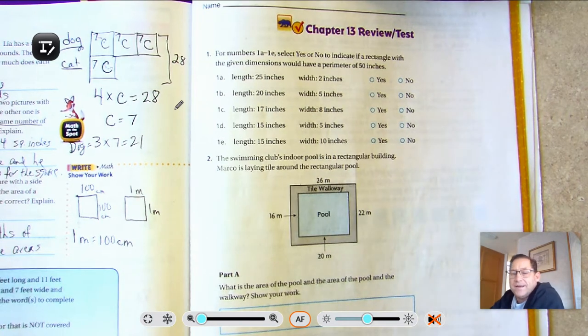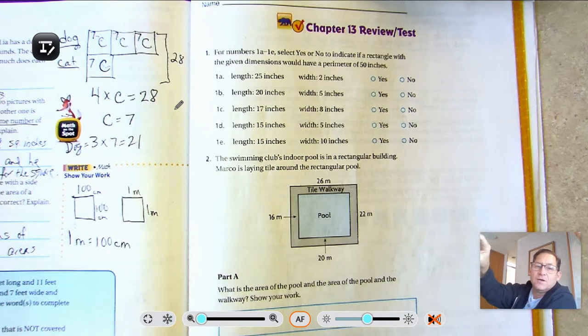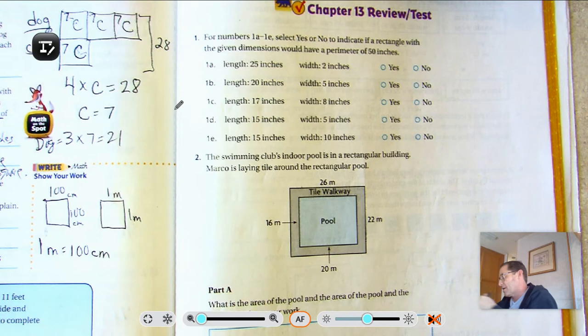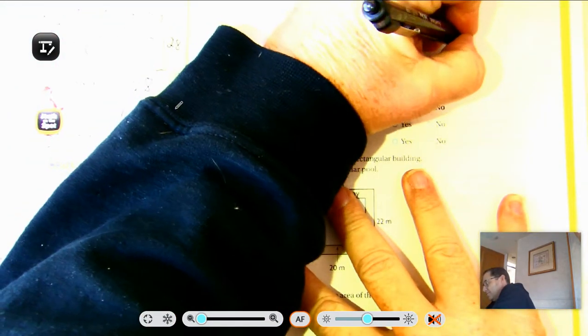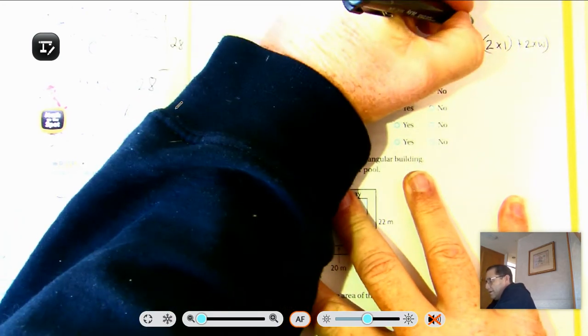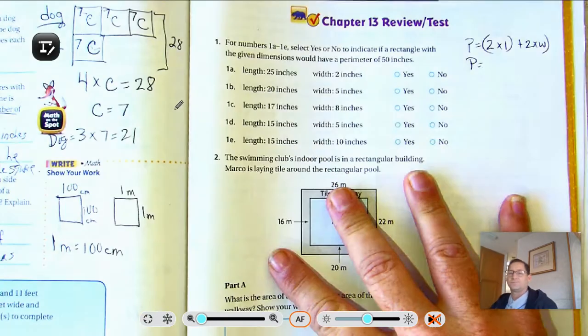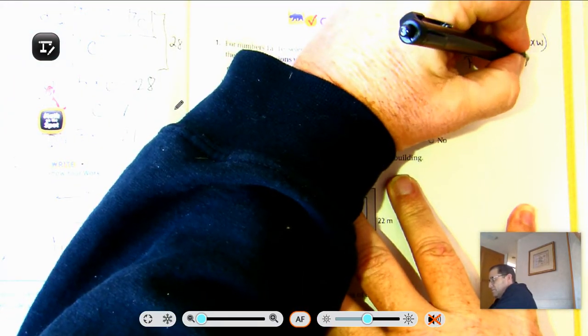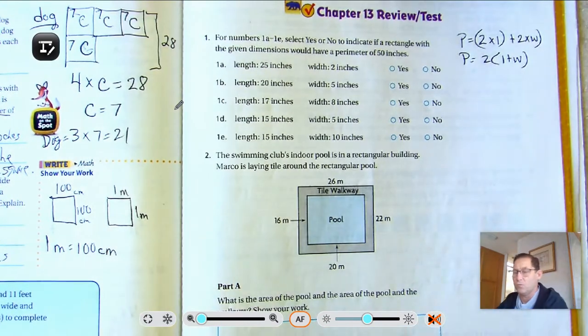For numbers 1a through 1e, select yes or no to indicate if a rectangle with the given dimensions would have a perimeter of 50 inches. So remember, perimeter is 2 times length plus 2 times the width, or we can use perimeter equals 2 times the sum of the length plus the width. Either one will work, right?